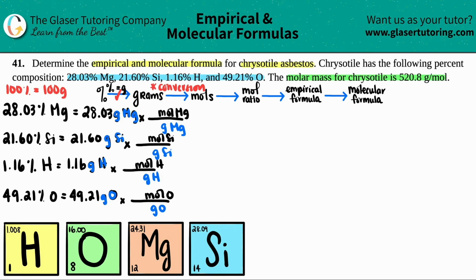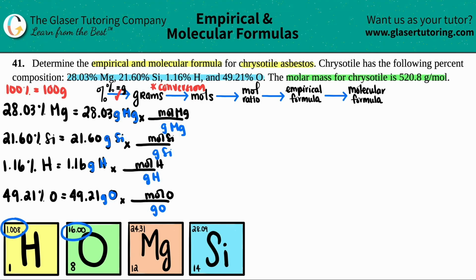But the question now is, what are the numbers that I'm going to put here? That's where we go to the periodic table. We have to look at the mass numbers. The mass numbers, remember, are the decimal values. They are not the whole numbers. The whole numbers are the atomic numbers, the number of protons.